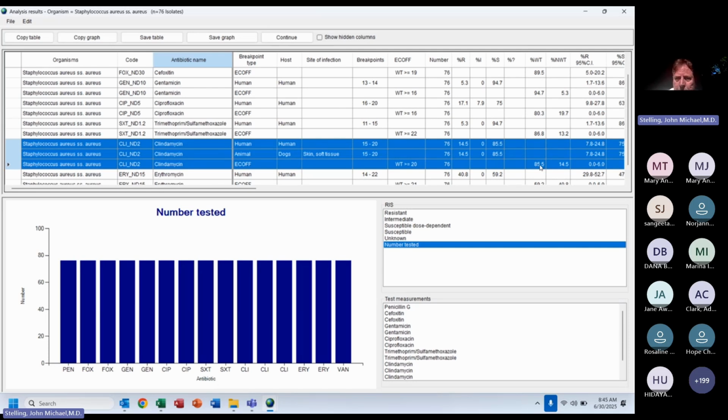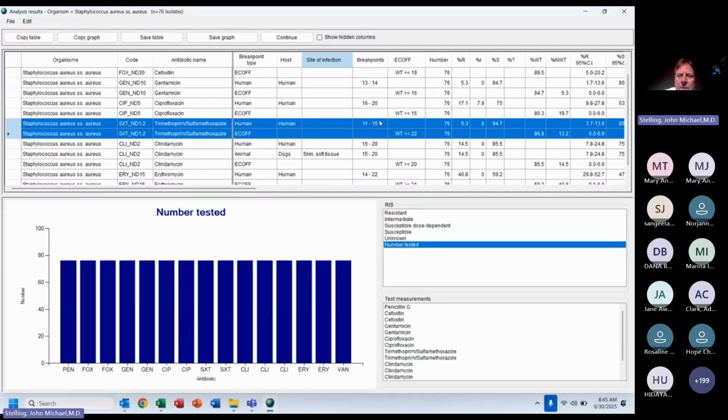And other times the breakpoints and the numbers will be different. So here, 15 to 20 is the intermediate range, but the wild type is still at 20. So they do agree in this particular example, but in this one they don't. So for example, if the number is 16 millimeters, it is considered to be clinically susceptible. But 16 millimeters is not considered wild type. It's a little bit resistant. Okay.